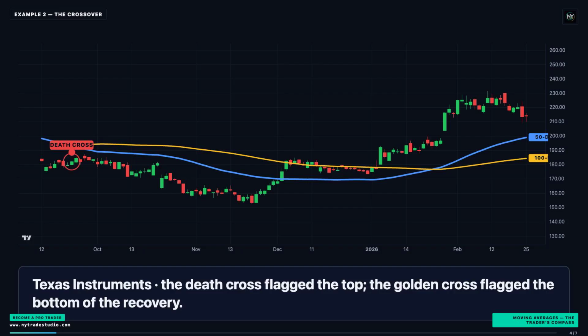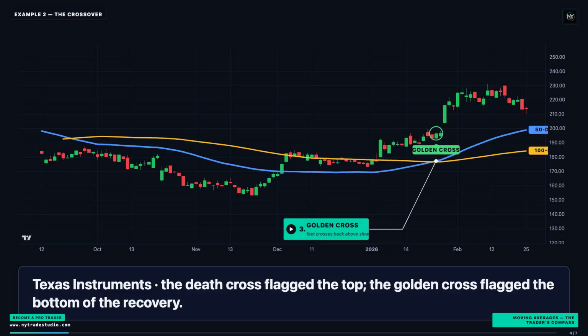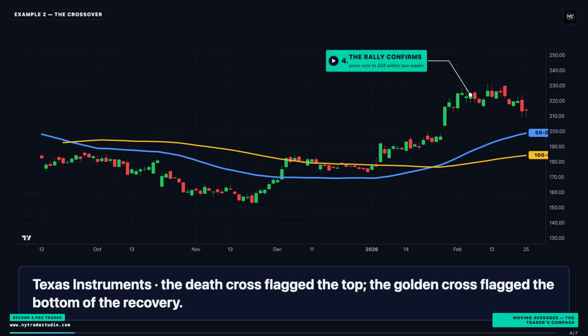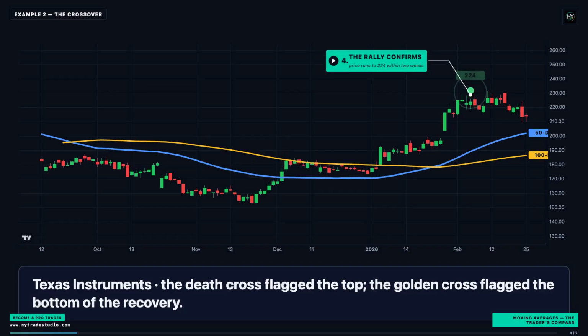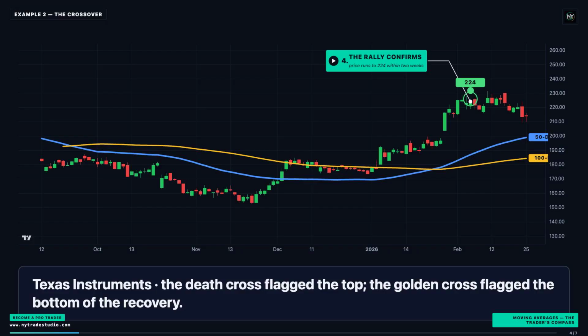Now watch the right side, because the same tool calls the bottom. Through December, the selling dries up. Price grinds back up, and in late January the fast blue line crosses back up through the slow amber line. That is the golden cross, the mirror image, momentum turning back up, and look at the payoff right after the cross. Price does not just drift higher, it accelerates, running from around 196 up past 224 in barely 2 weeks. The crossover flagged the turn before the big move.